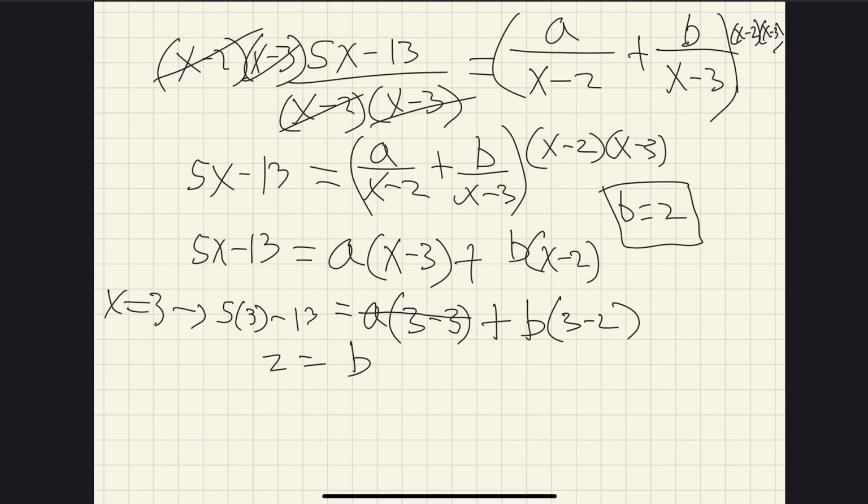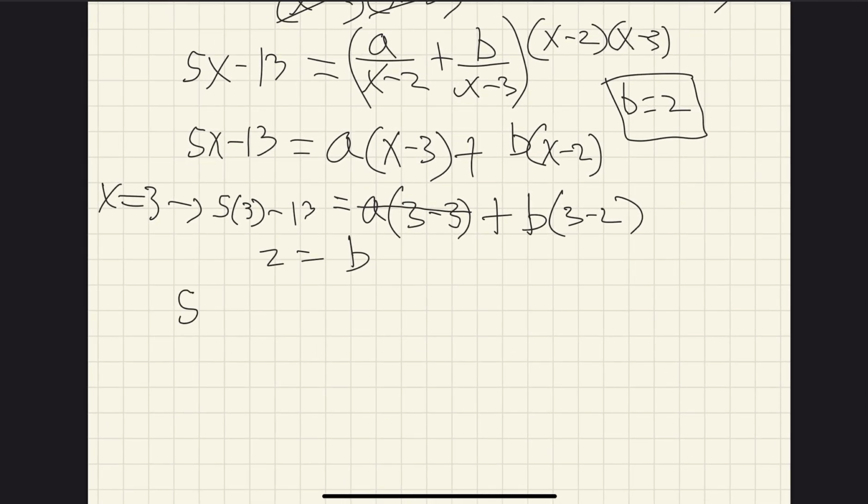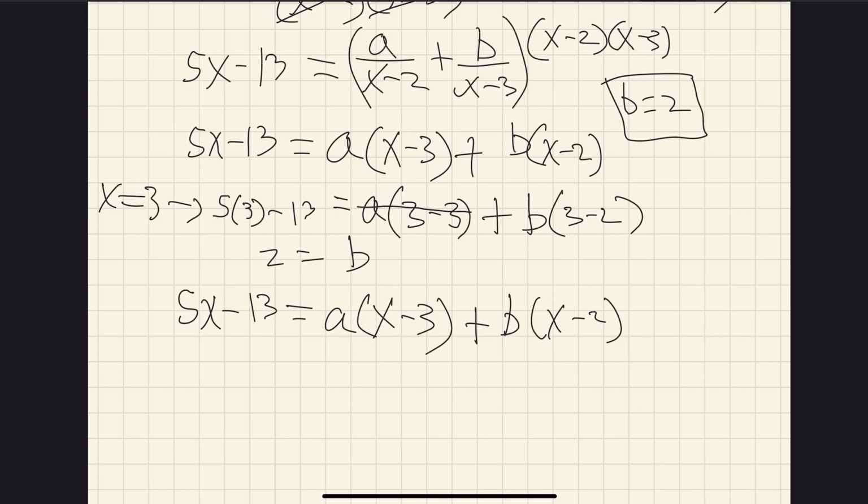That wasn't too bad. So now I'm going to rewrite our initial equation. We had 5x minus 13 equals a times x minus 3 plus b times x minus 2. But we just solved b. So now instead of b, we can just put 2. So now we only have one unknown. Makes it a lot easier to solve for a since we don't have to cancel b out.